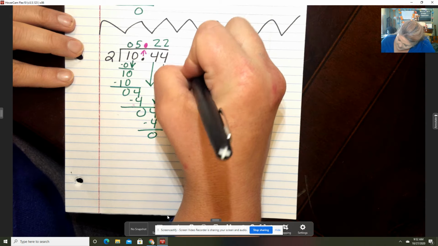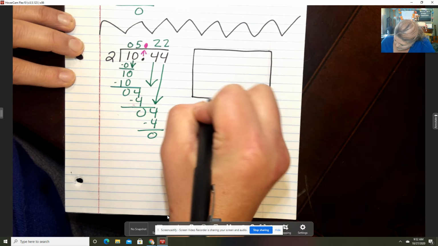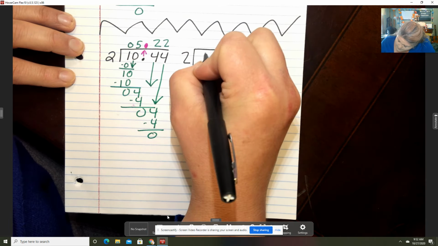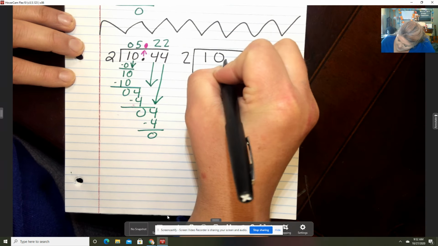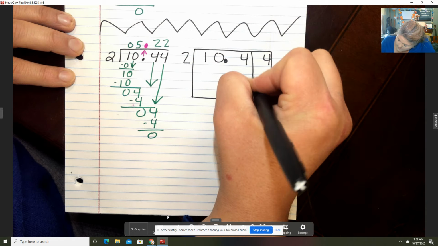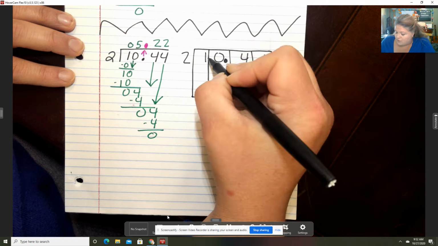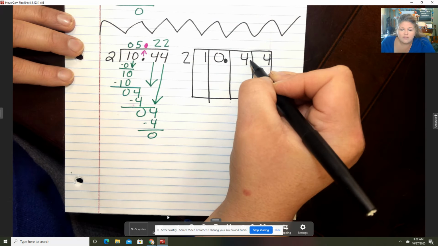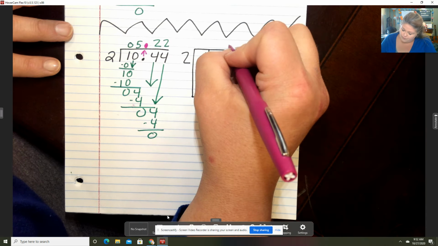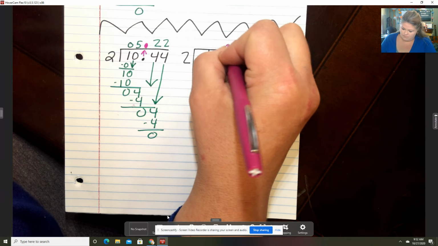Okay, let's do the box way. See if I can make it bigger. Maybe I won't run out of room. All right, so I'm going to put my 2 here. And then I'm going to put my decimal with that one. All right, there we go. The trick is to make sure that you put your line right up next to the last number. That helps. All right, my first thing I do is to put up my decimal.